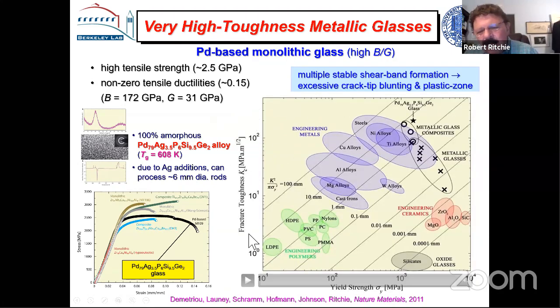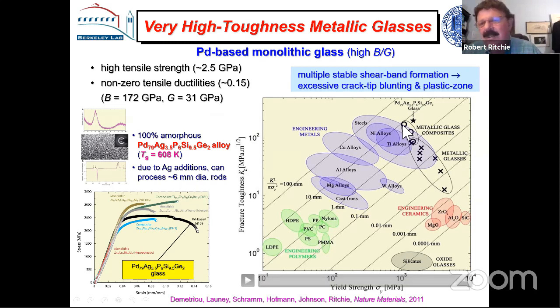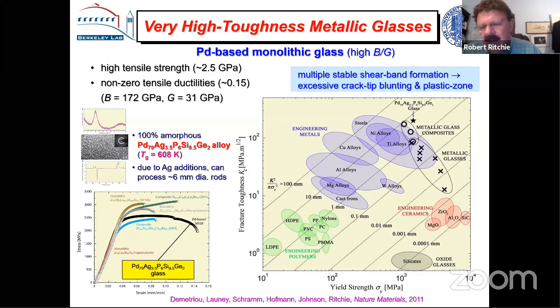This is on an Ashby plot, the toughness versus the yield strength. We're right out here. We're right on one of the toughest and strongest materials you can generate. So it is amazing to me that a material that's this damage tolerant is basically a glass, which is somewhat surprising. We got a nice paper in Nature Materials on this, and we got a lot of press.